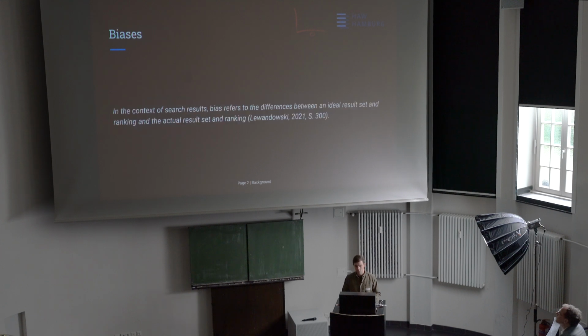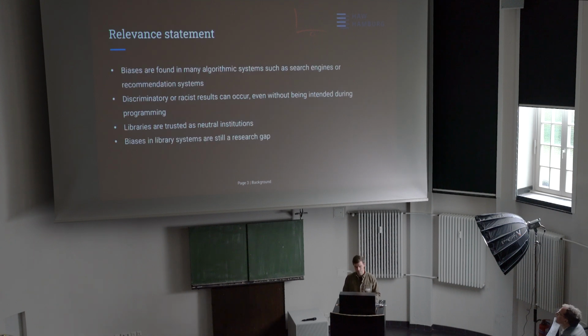It's really important to know how we define biases in our praxis project. In the context of search results, bias refers to the differences between an ideal result set and ranking and the actual result set and ranking. If it's not like that, we can define it as a bias.